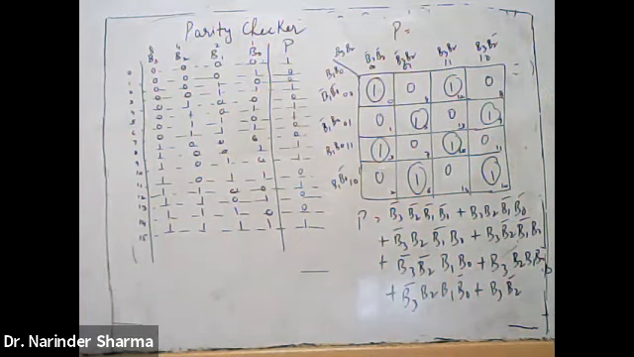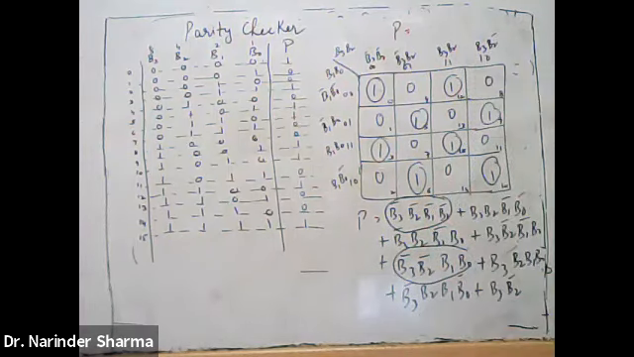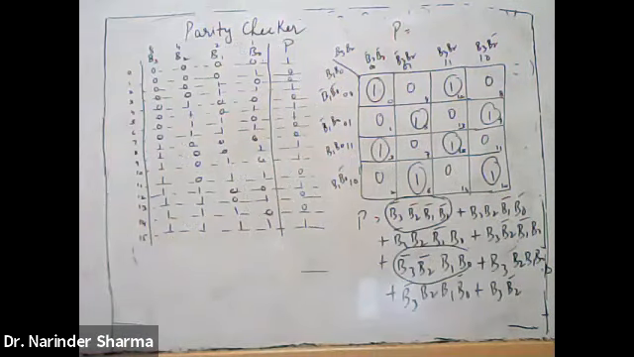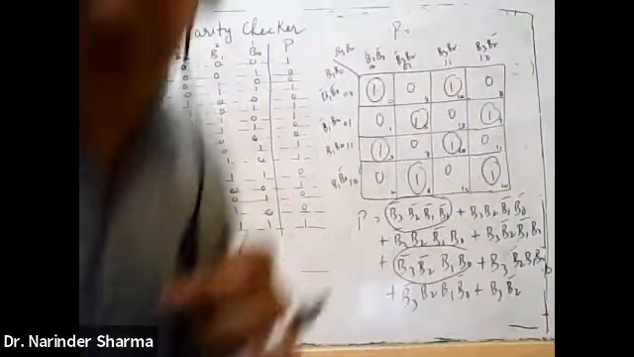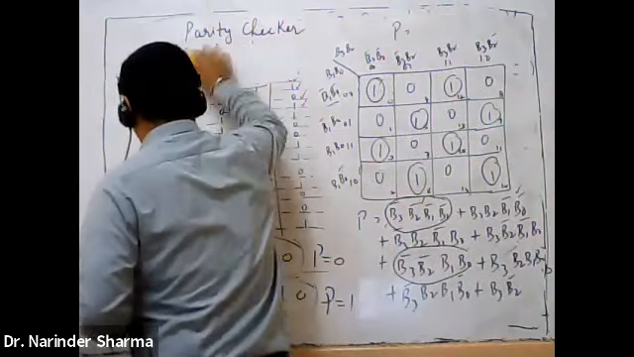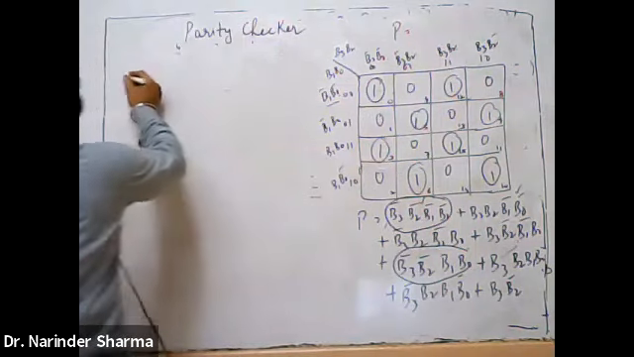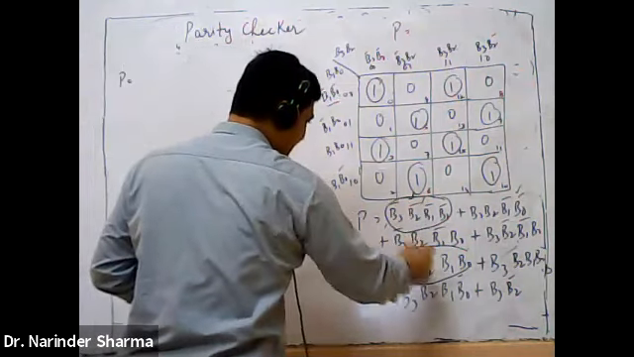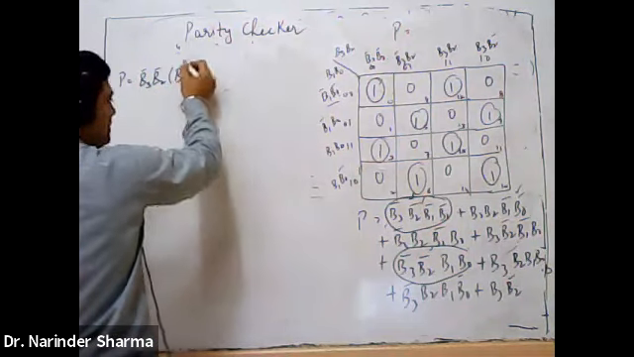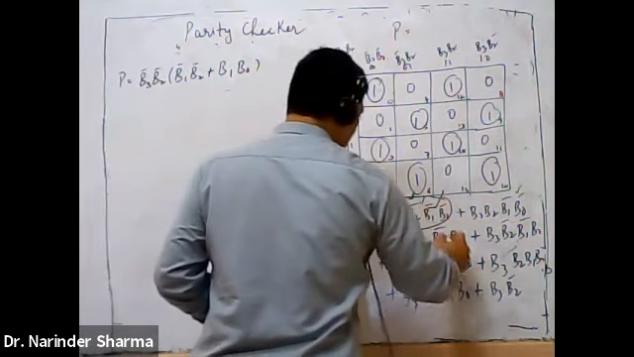Now you have to see, can you take anything common? If you visualize this expression and this expression, as we have already done in the full adder, the same way we can adopt here. So by taking the common terms, now we will pursue the simplification of this expression. P is equal to B3 bar B2 bar, in brackets B1 bar B0 bar plus B1 B0. This expression has been used.